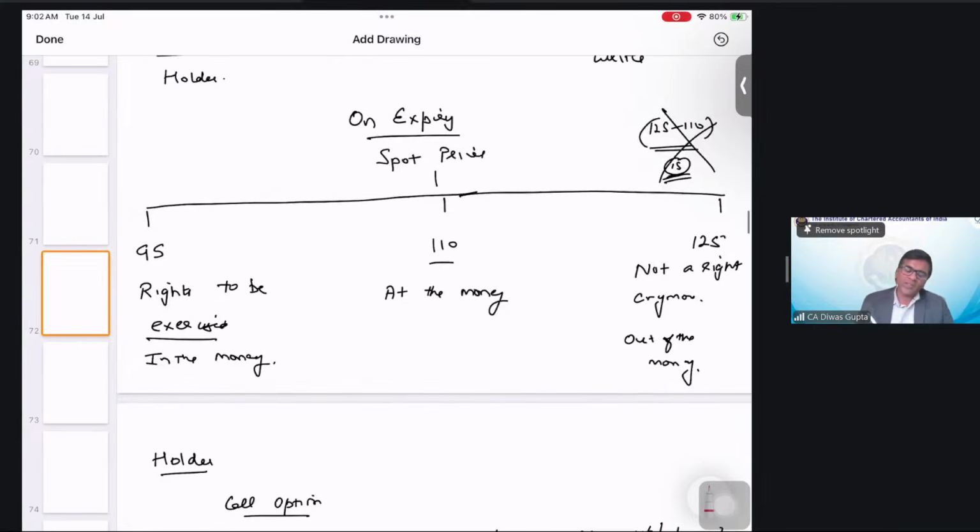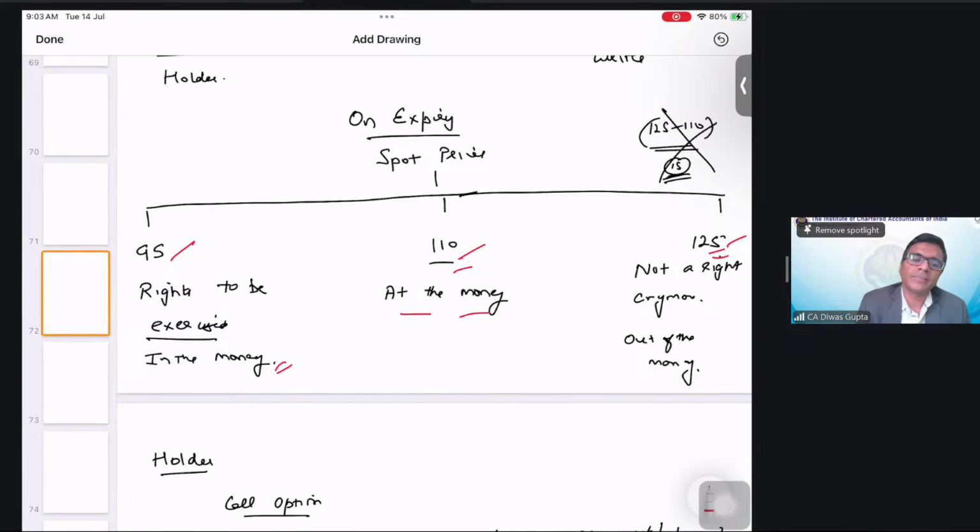The spot price can have three different situations: 95, 110, and 125. So, this 95 is the right to be exercised, which is in the money. Reason being, this is a put option. If the price goes down, it becomes favorable to exercise the option. If it is 110, there is no change in anyone's life. If the spot price is higher than the strike price, then it's not a right anymore. We are talking about put option, because then the person can go in the open market and sell it in the open market.